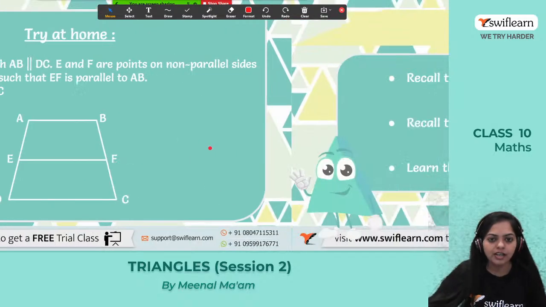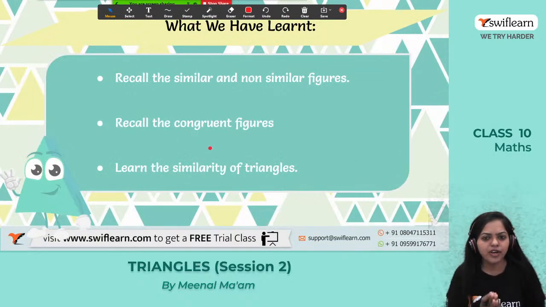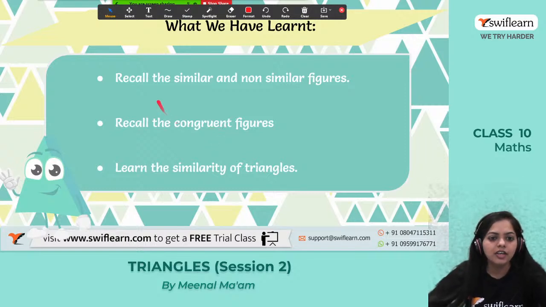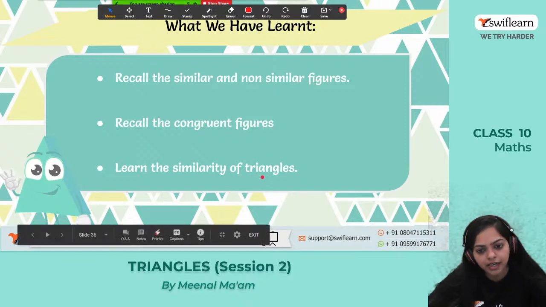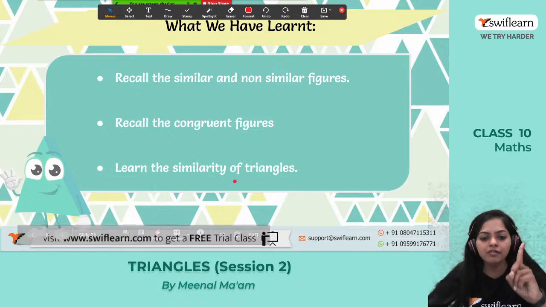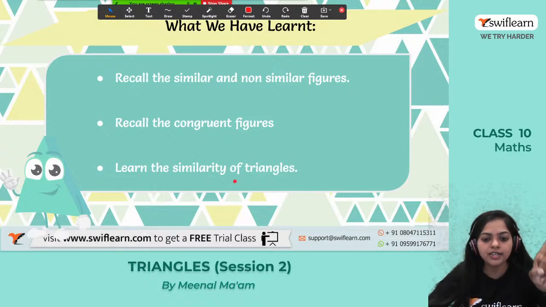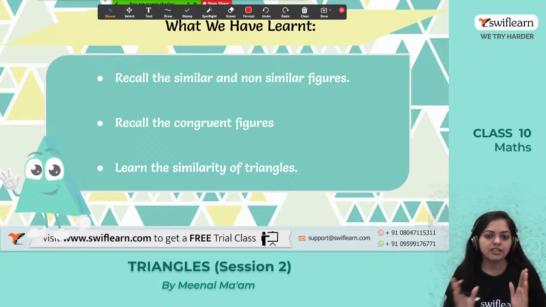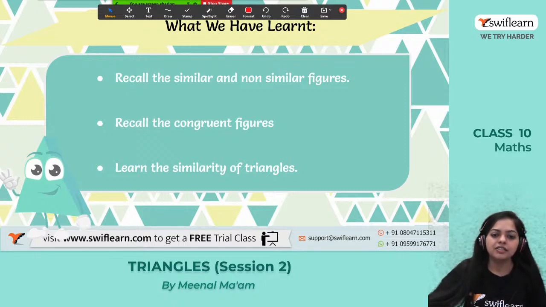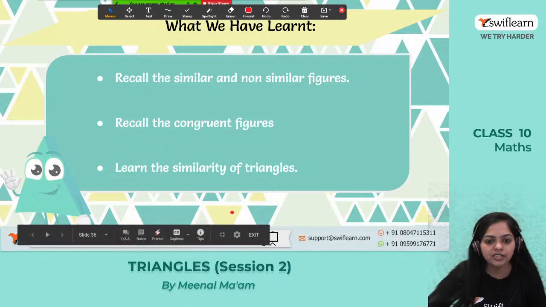Okay, everyone, so that's all about today's class. What have we learned? We have recalled similar and non-similar figures, we have recalled congruent figures, and we have learned the similarity of triangles and two theorems. The first is the basic proportionality theorem, and the second is the converse of the basic proportionality theorem. We have learned all these things in detail in today's session.